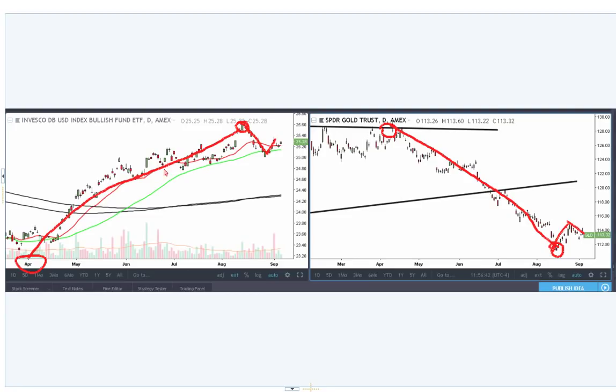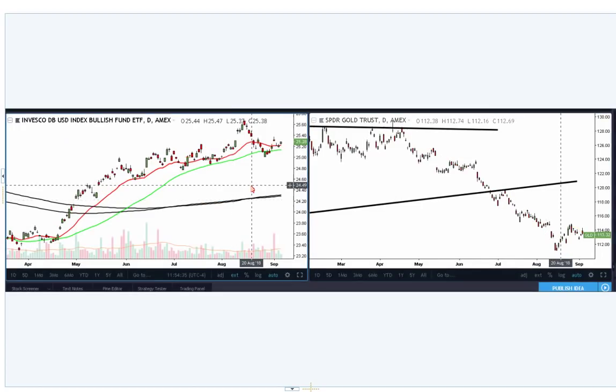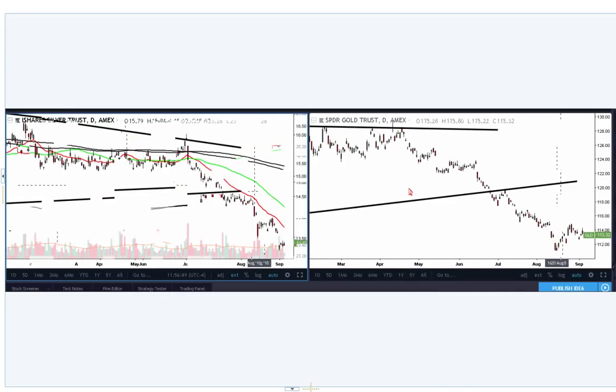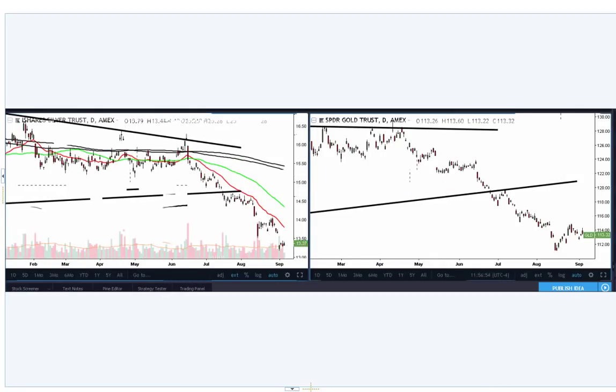All right. So now let's take a look at silver. Look at that. Exactly the same thing. If you look at the silver going down, while the dollar's going up. However, the silver looks weaker than the gold.